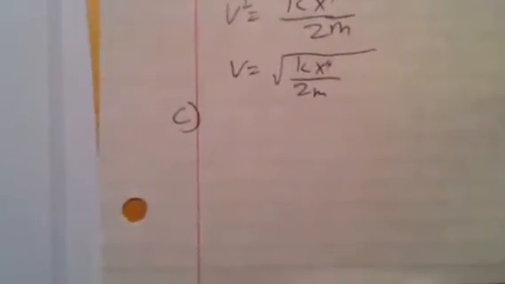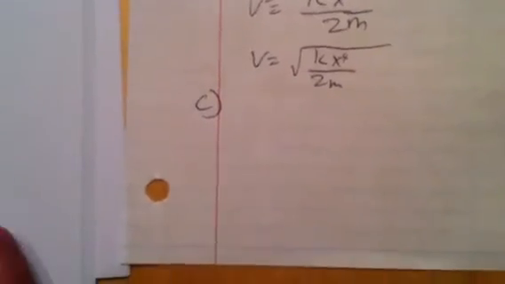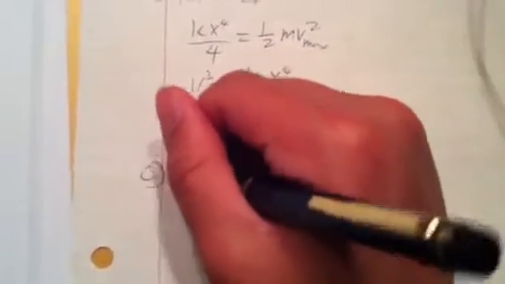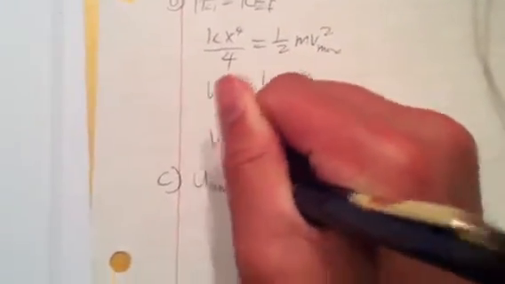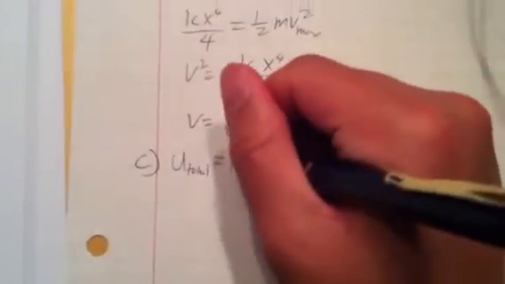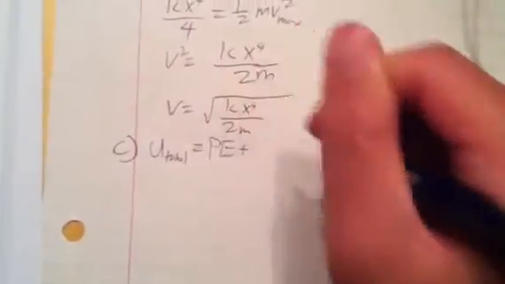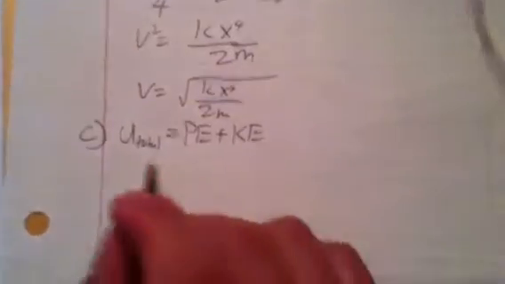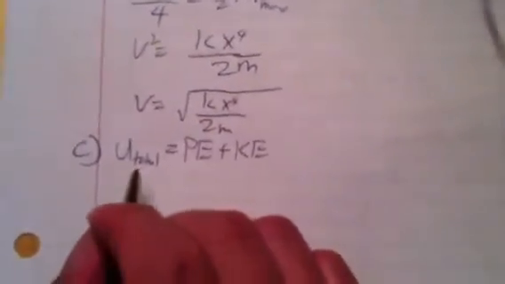Part C asks to find the displacement of the mass at a point where the potential energy of the spring and the kinetic energy of the mass are equal. So the total energy of the system is given by potential energy PE plus kinetic energy KE. At any one point, the total energy must remain the same throughout the entire system.